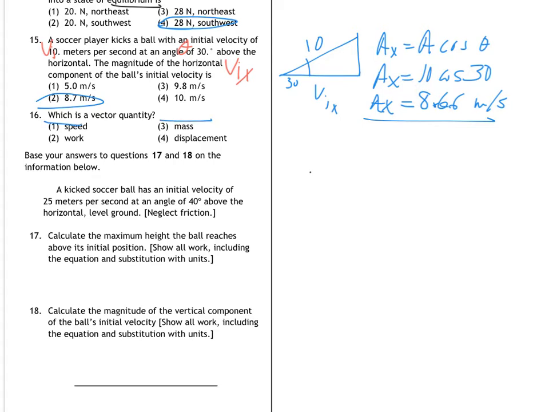Mass does not have a direction. And work is similar to energy in that they're both measured in joules, and both work and energy are considered scalar quantities. So we are looking at displacement as our answer, because displacement does have direction. All right, so the next questions look like they go together.